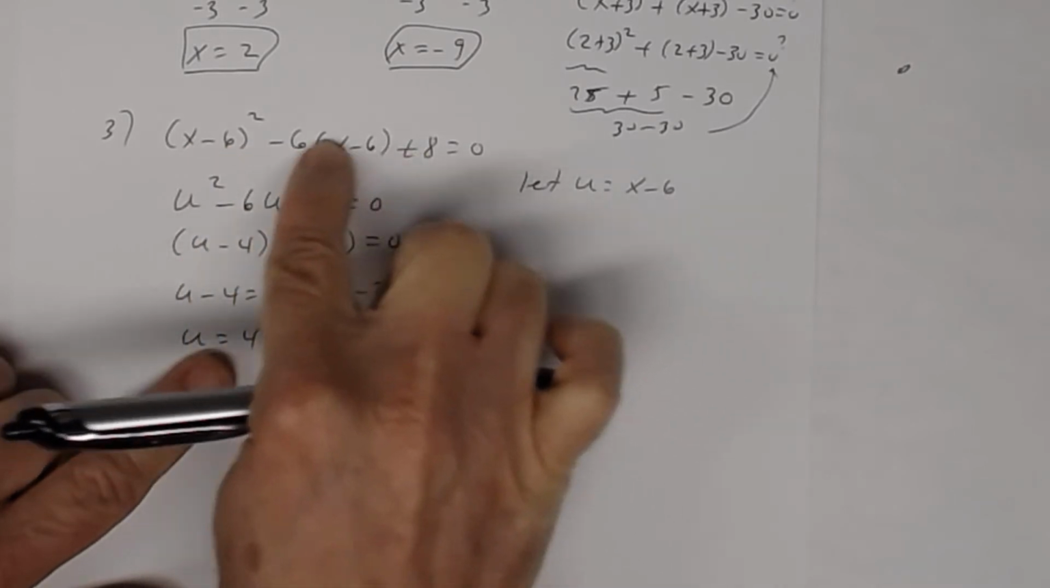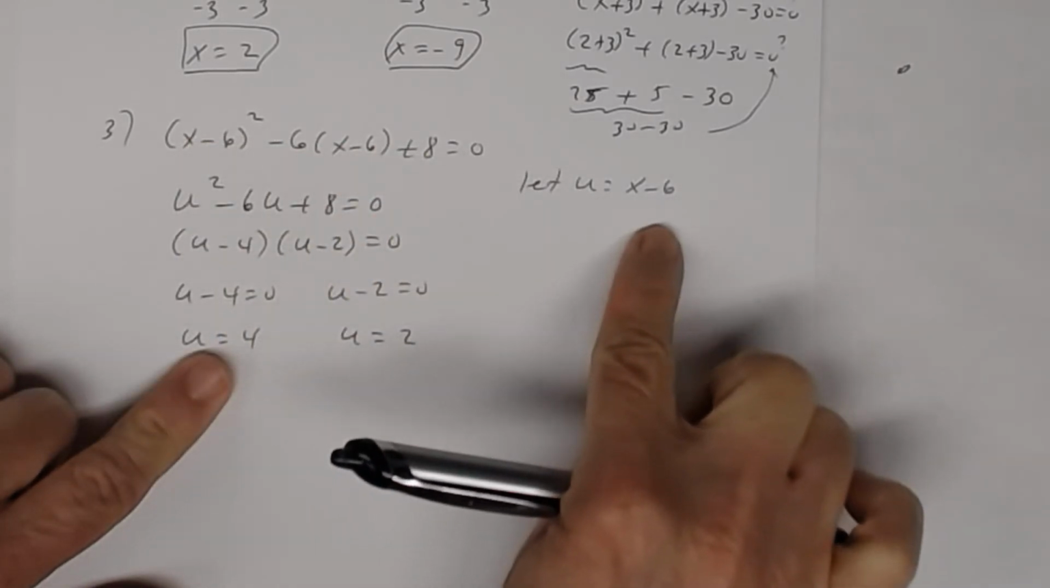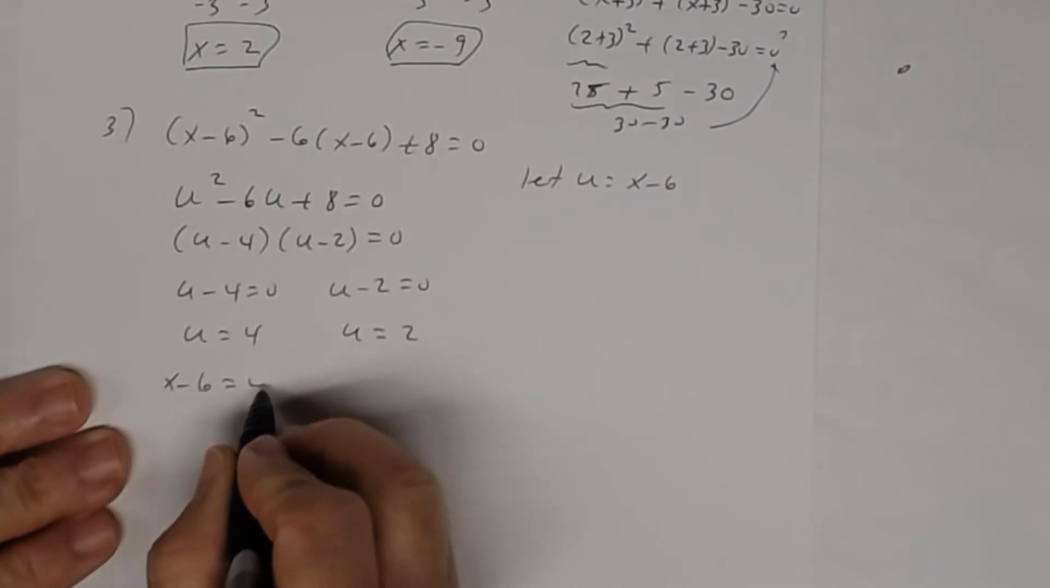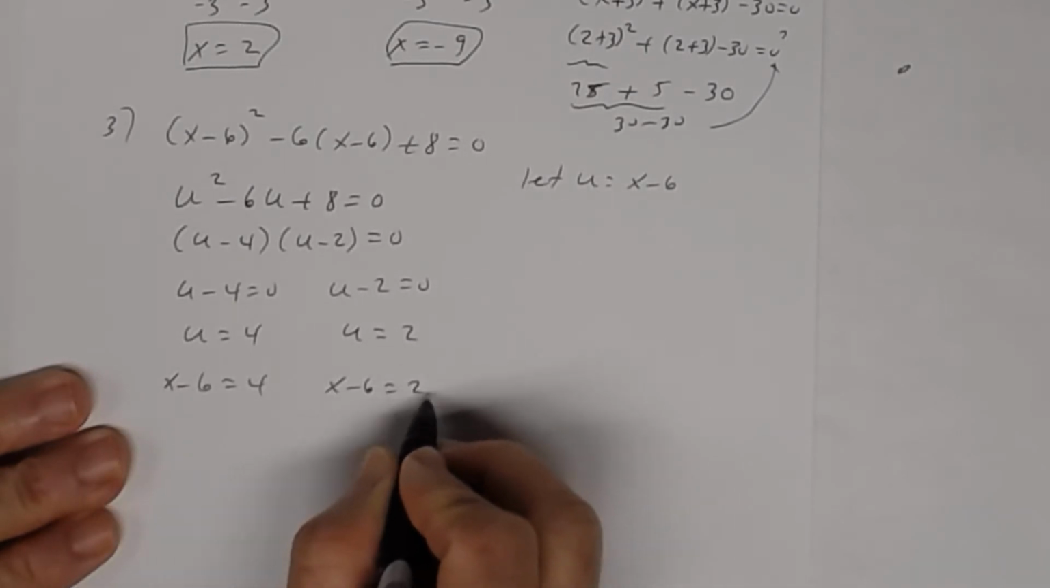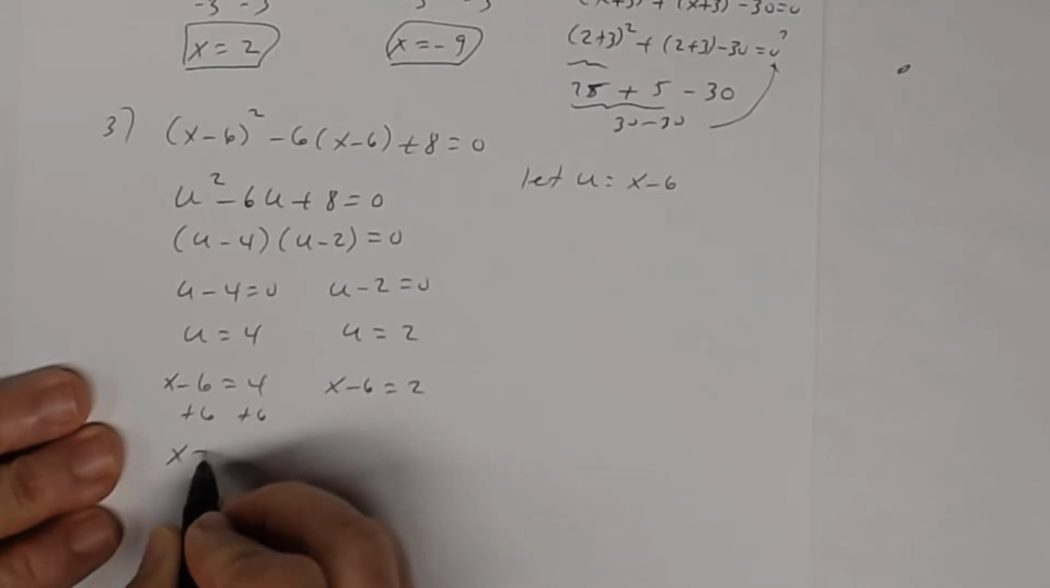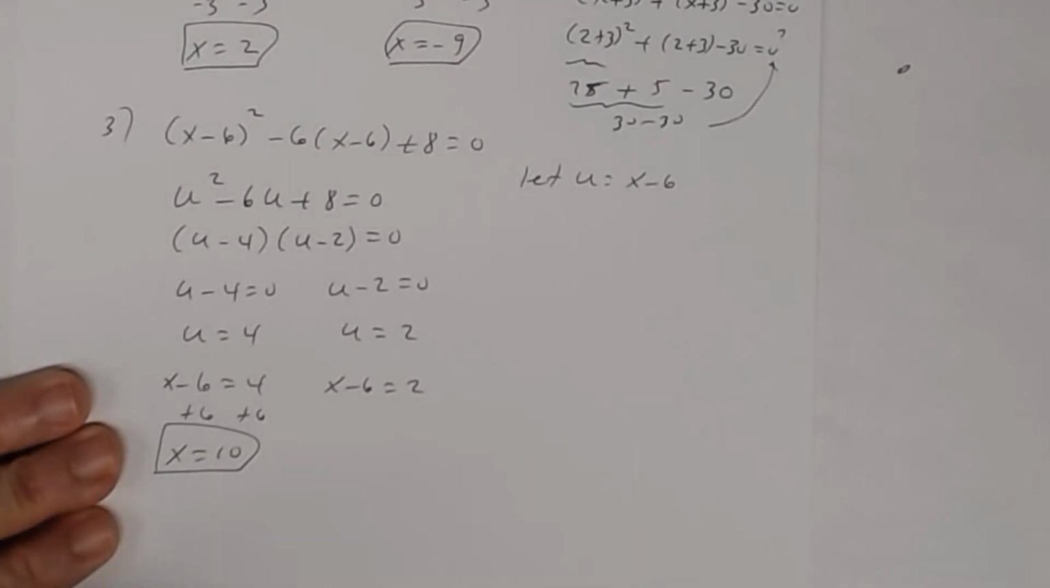I'm interested in solving for x. So I'm going to resubstitute. So I get x minus 6 equal 4, x minus 6 equal 2. And you solve for x and you're done. So add 6 to both sides, you get x to be 10. So one of your solutions is 10.